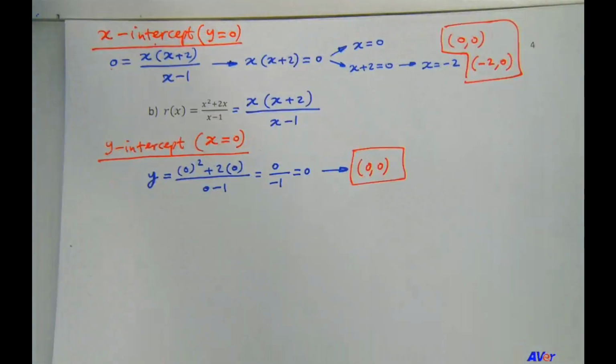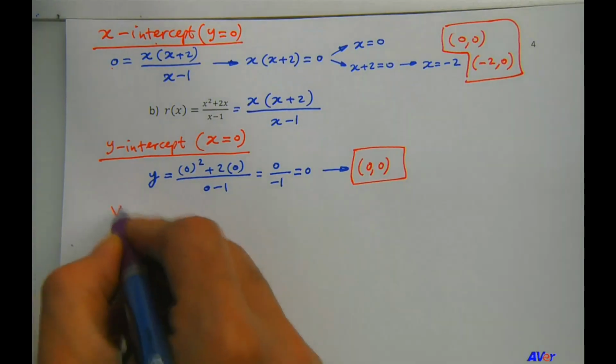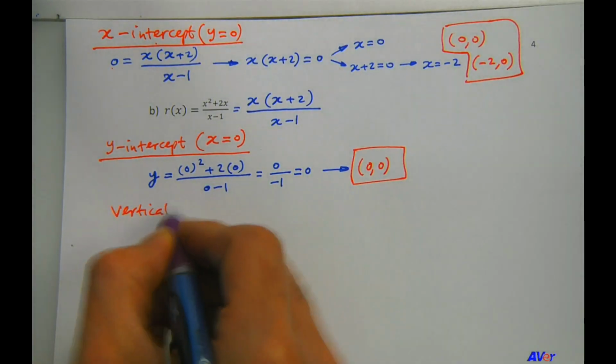Okay. So let's find the asymptotes. The easiest asymptote to find is the vertical asymptote. So let's find that first.